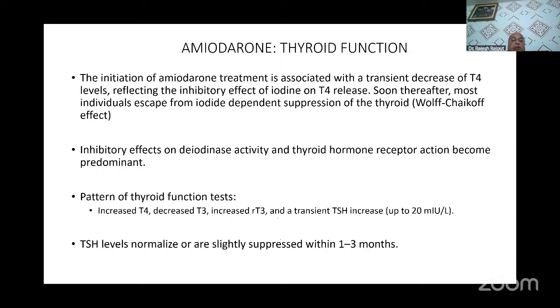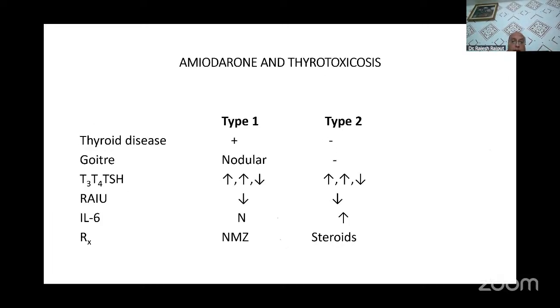So various patterns of thyroid function test are seen in patients who are on background amiodarone therapy, like increased T4 as seen in our patient, decreased or normal T3, increased reverse T3, a transient increase in TSH up to 20. Patient does not need any therapy, we only need to stop amiodarone, because as you stop, the functions are going to be normalized. There are two types of thyrotoxicosis seen in amiodarone patients, type 1 and type 2. For type 1, we need neomercazole therapy. For type 2, we need steroid therapy.